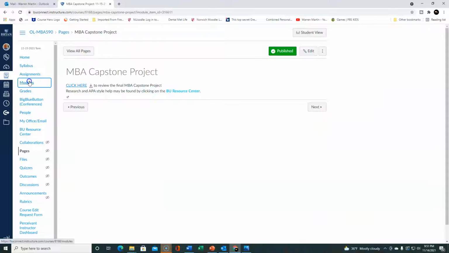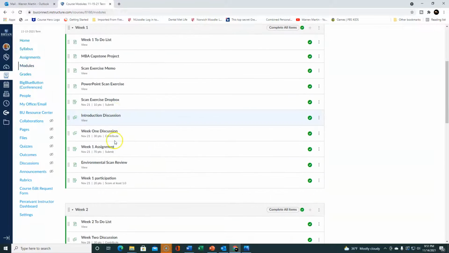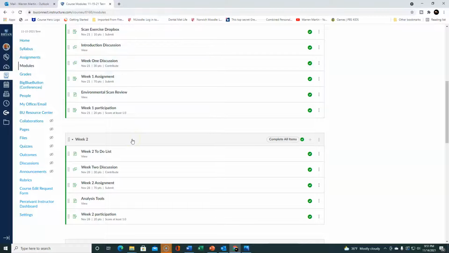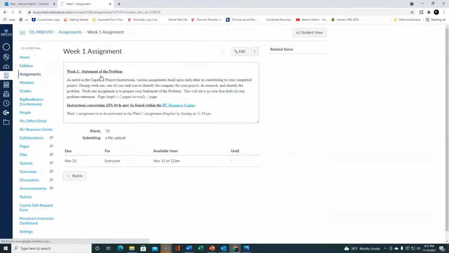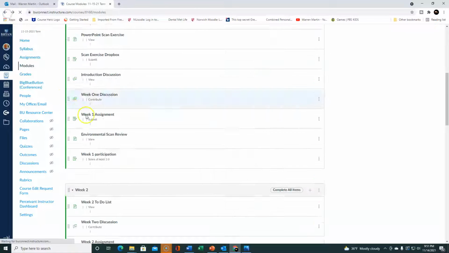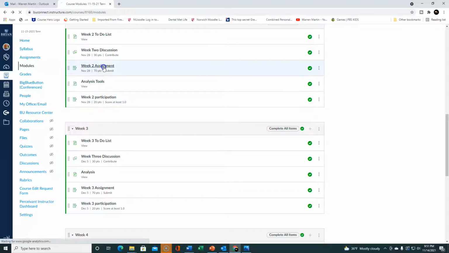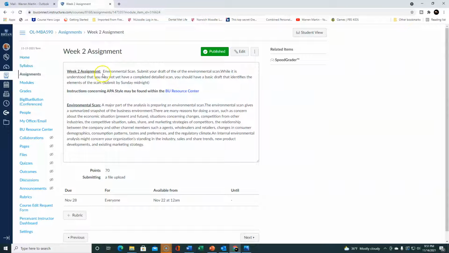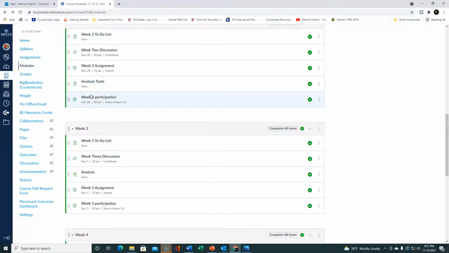Just like we did in the other one or two courses, each week, here's assignment 1. And then in week 2, you're just going to continue. In week 2, you're going to do the environmental scan. If you can't access these, I can send you each one of them. If you want to get ahead of it, I can send you all of them.